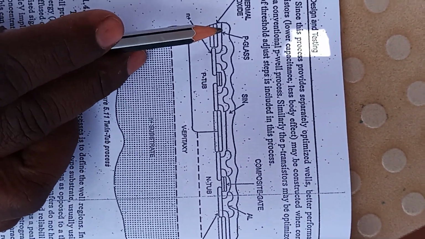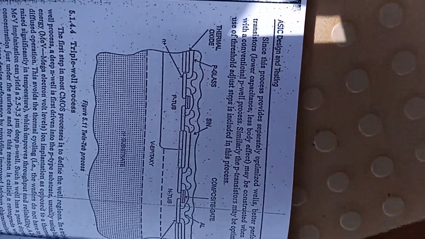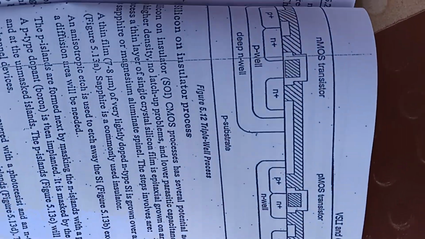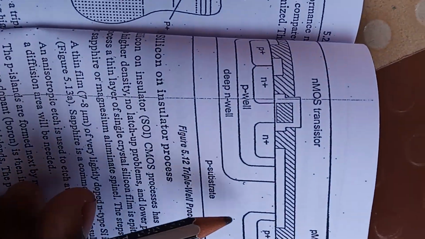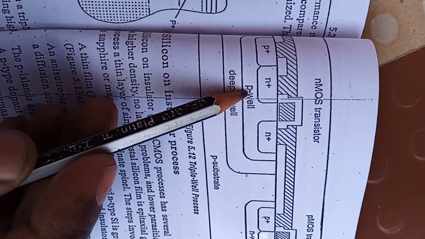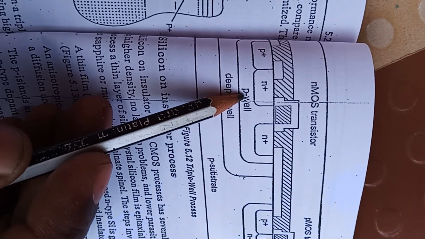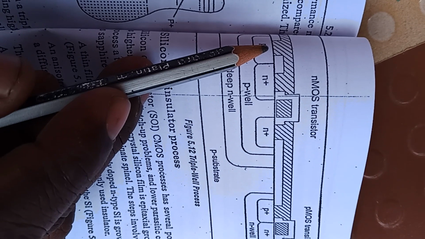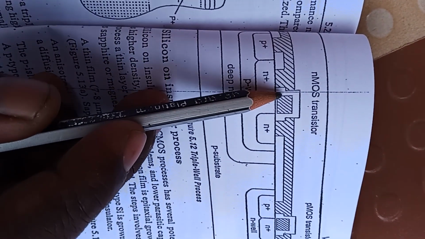In the P tub you have both N plus regions and the P plus regions. N tub we have a P type regions. So here you can see, this is a deep N well. Inside, another well is being created, P well. So in the P well, you'll be having P plus regions. N regions are being again diffused inside.